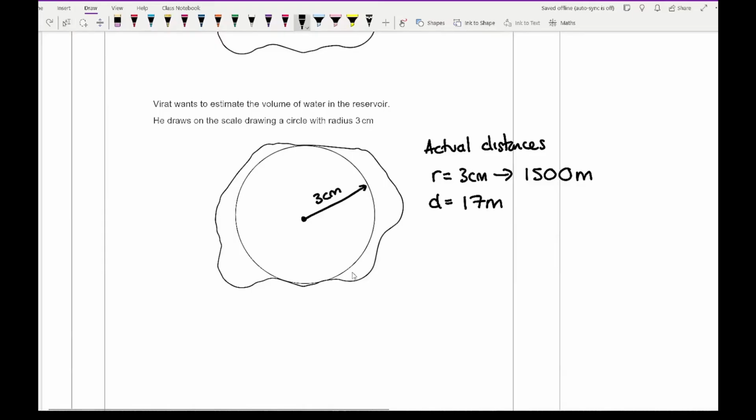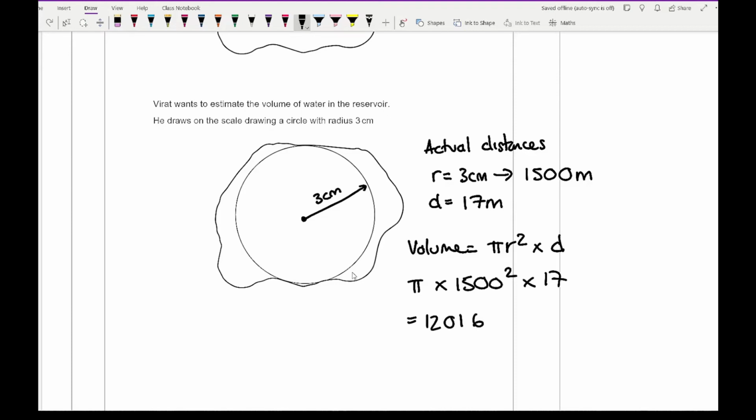So then to work out the volume, I need to use the formula of pi r squared times the depth, or d or l, no matter which one we're going for. So it's going to be pi times 1500 squared multiplied by 17. And if I type that all into my calculator, I get a rather big number of 20,165,919.